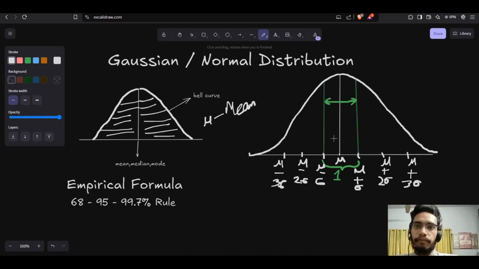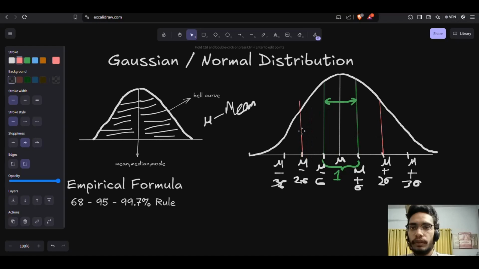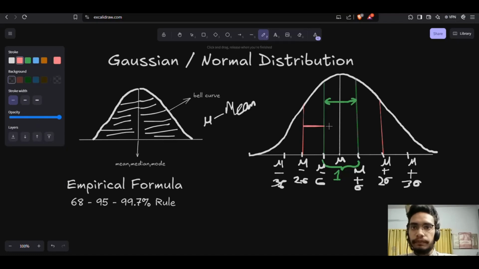Now this area contains 68% of the total distribution. If I make another line here for your second standard deviation, let me just draw this here, right? The total area between these two lines is equal to 95%, which means that 95% of your total distribution lies in this region.